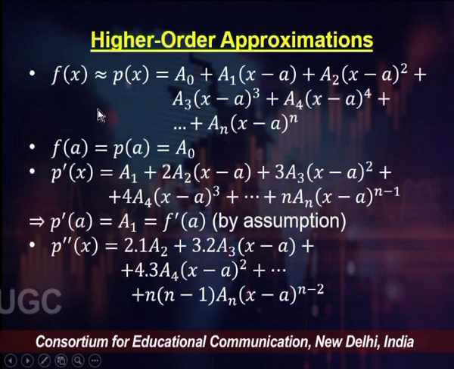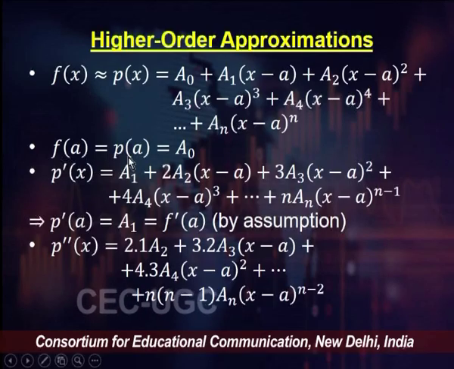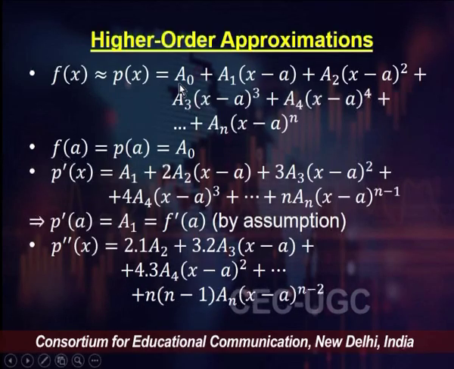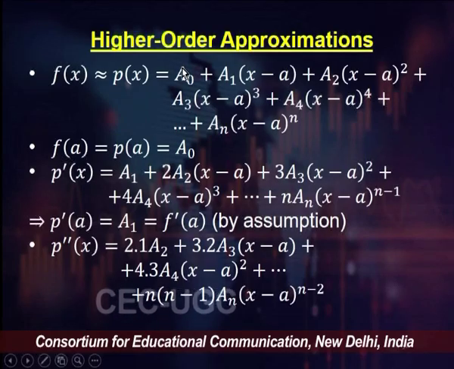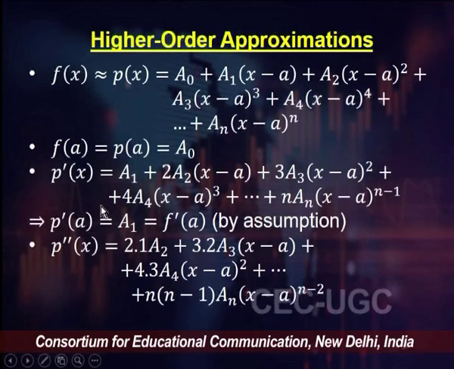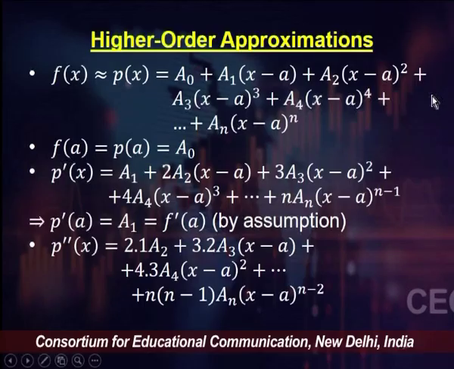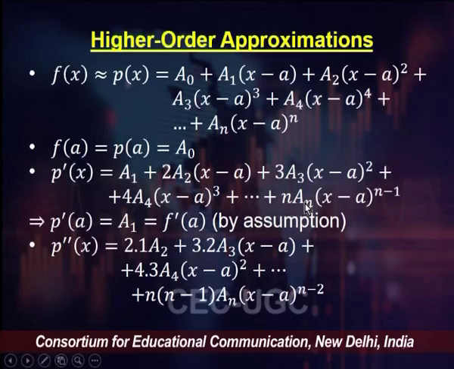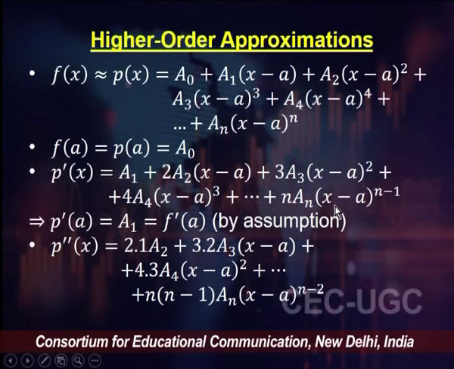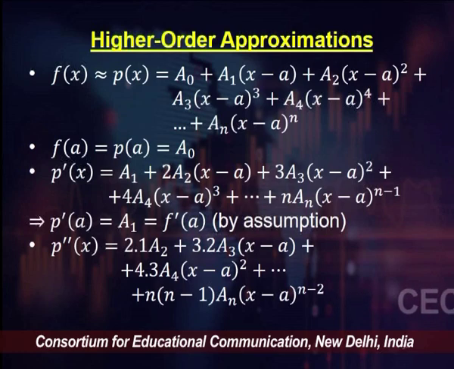So if we look at f of a, by assumption that is equal to p of a, and p of a is nothing but a naught. So a naught is f of a, that is the first result we have. We can substitute a naught by f of a. Now p prime of x is a1 plus twice a2 times (x minus a) plus thrice a3 times (x minus a) the whole squared, and so on till n times an times (x minus a) to the power n minus 1. Now, what I would like you to start doing is look for a pattern in these derivatives, because this helps us generalize to the nth order derivative.